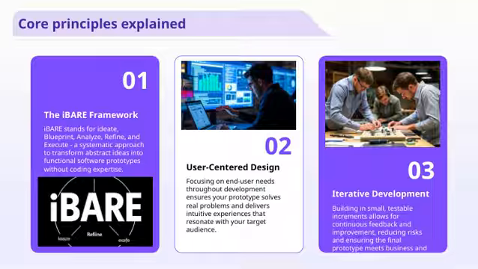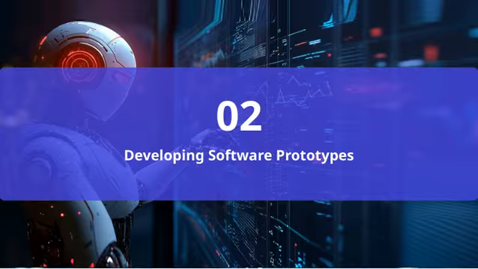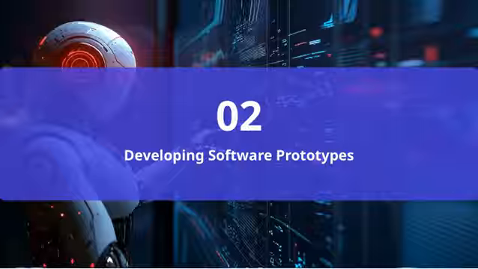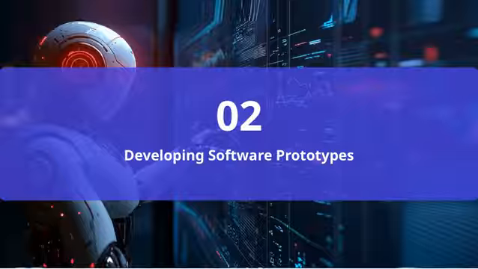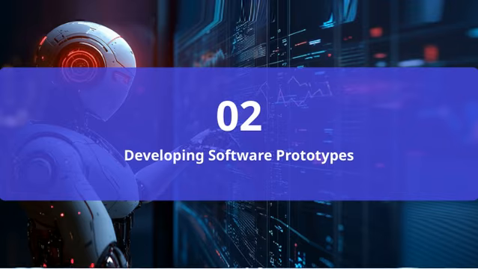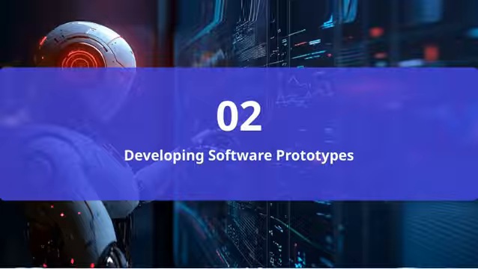Let's talk about developing software prototypes. This is a crucial step in the software development process because it allows us to create an early version of the product. Prototypes help us visualize how the final software will look and function, giving both developers and stakeholders a tangible sense of progress. The key points here are that prototypes are not the final product. They are meant to be quick and flexible. They serve as a tool for gathering feedback and making improvements early on.